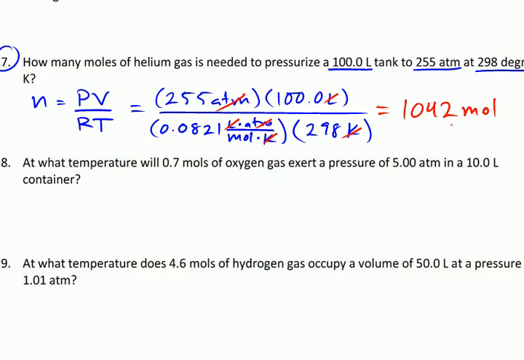So 1,042 moles of helium in a 100-liter tank will increase the pressure to 255 atmospheres at 290 degrees Kelvin, which is about room temperature. Here's our answer.